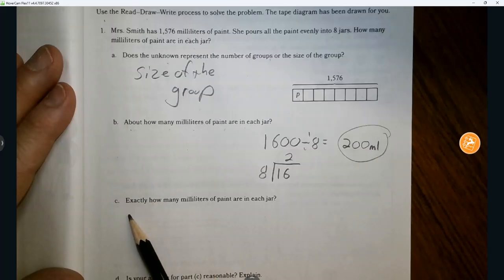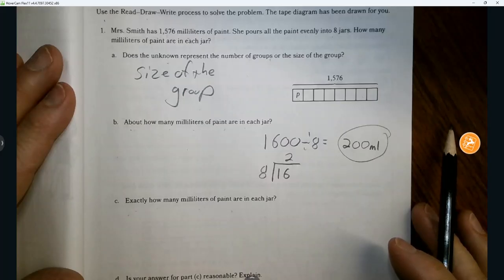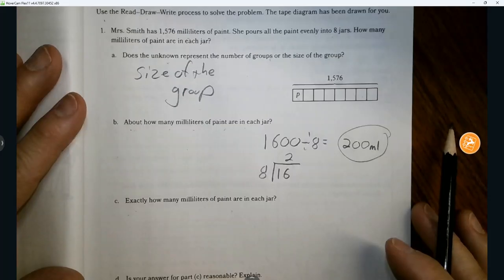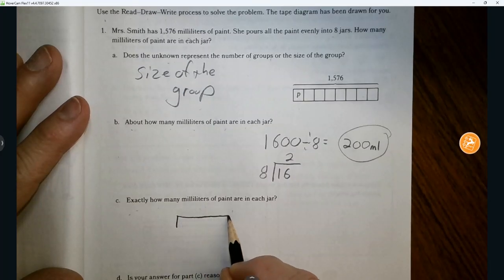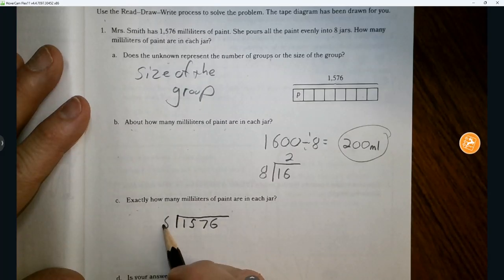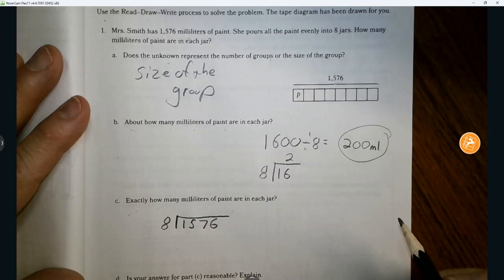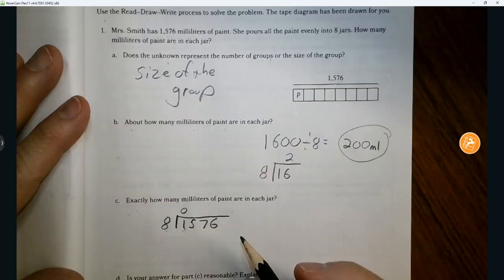Now it says exactly how many milliliters of paint are in each jar. So now we have to break this all the way down and divide it. They want to know exactly how many are in there. I still like the old school way of doing this. 1,576 divided by the 8 jars. How many times can 8 go into 1? 0. How many times can 8 go into 15? Well, 8 times 1 is 8.